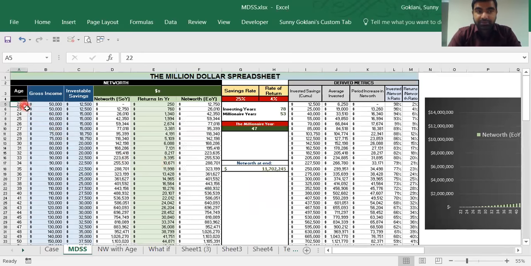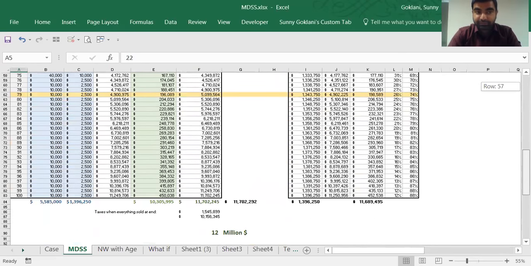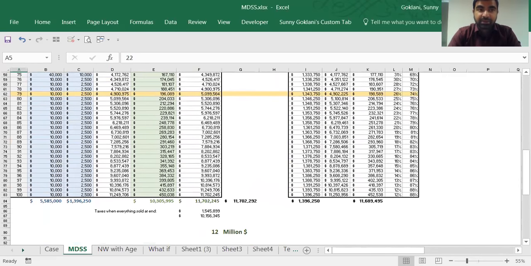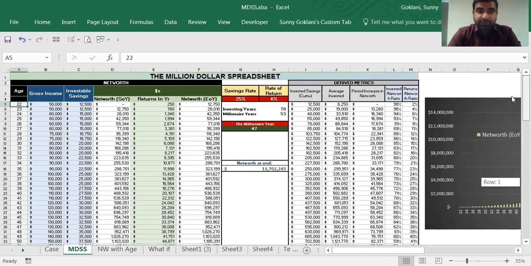So this column is age. It goes from 22 till the end of his life. We've taken 100 as the extreme. 79 is yellowed; that's the average life expectancy in the US. This is his gross income, and this is his investable savings. So the 2 main variables are, first of all, the savings rate. For example, when he starts with 50,000, he saves 25% of it, which is 12,500.